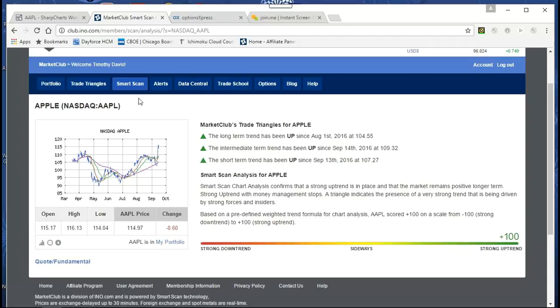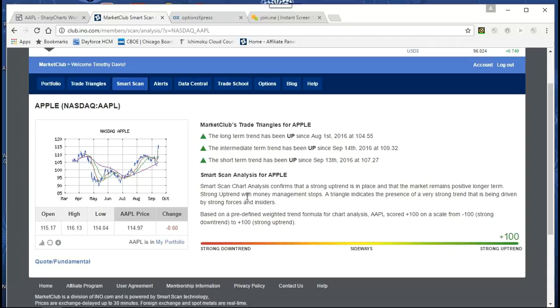All right? So let's look at another one. I hope you get something out of this one. Oh yeah, down here where it says Smart Scan, this is another confidence builder. It says Smart Scan chart analysis confirms that a strong uptrend is in place and that the market remains positive longer term. That gives you more confidence.